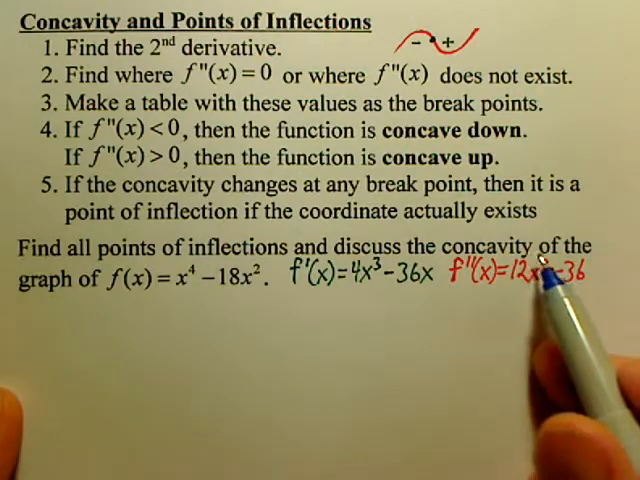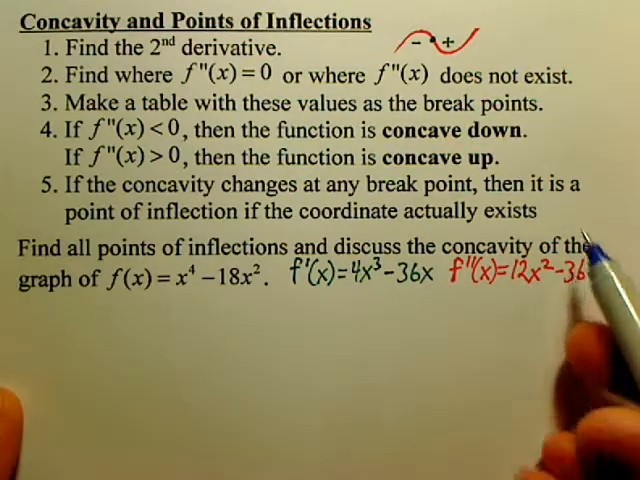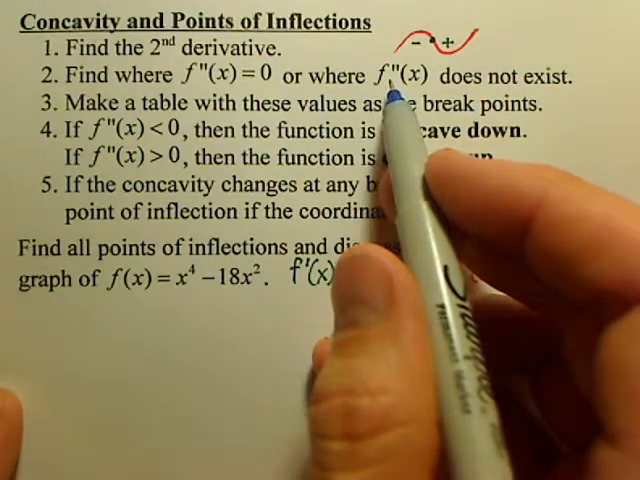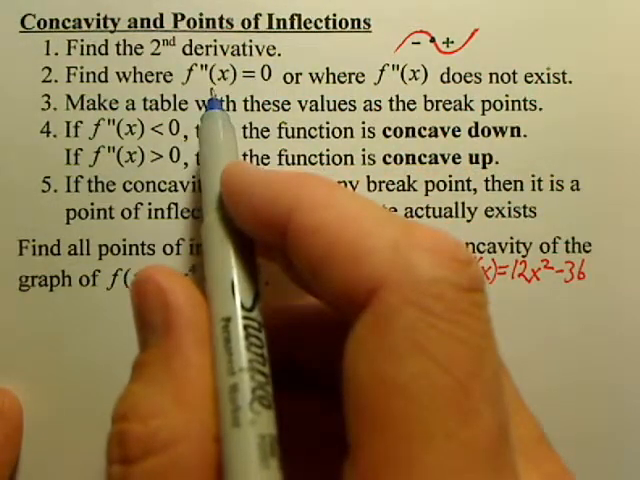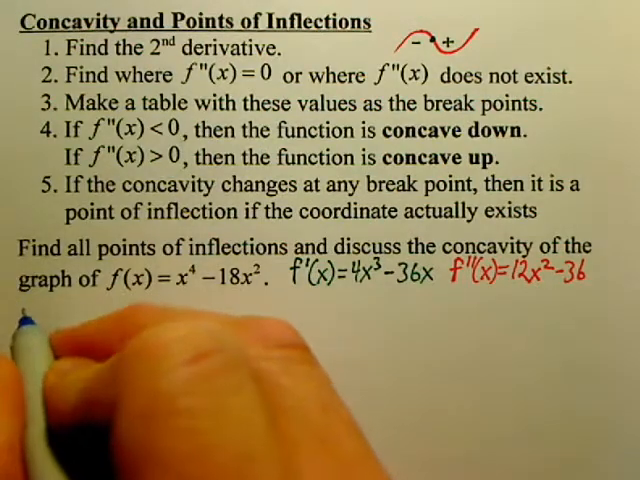Okay. Find where the second derivative equals 0 or where the second derivative does not exist. So this always exists. There's no number I could plug in where this does not exist. So I don't have to worry about that piece, but you will have to on other problems. But what we're going to do is set the second derivative equal to 0, and I'm going to solve it.